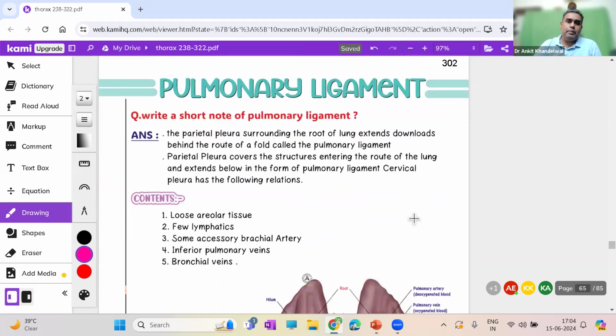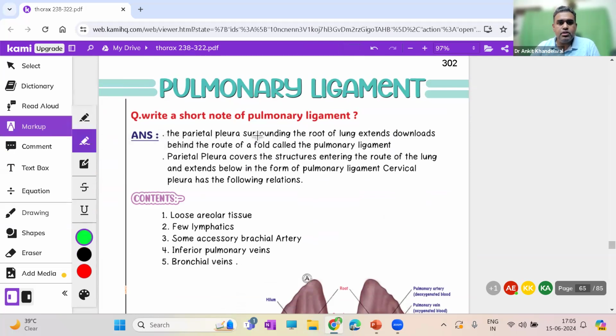Now, what is the pulmonary ligament? The pulmonary ligament can sometimes come as a short question. It is the part of the parietal pleura surrounding the root of the lung. What was the root of the lung? It is where both the parietal and visceral pleura meet. Wherever the bronchi and pulmonary arteries and veins go in and out of the lung, that area is known as the root of the lung.